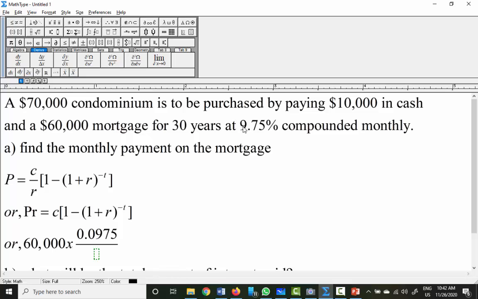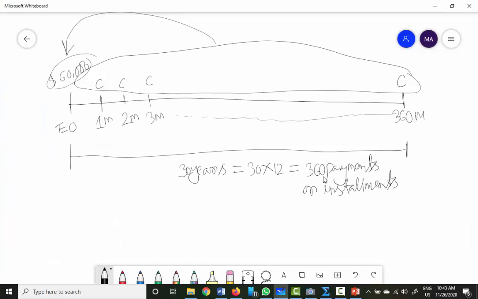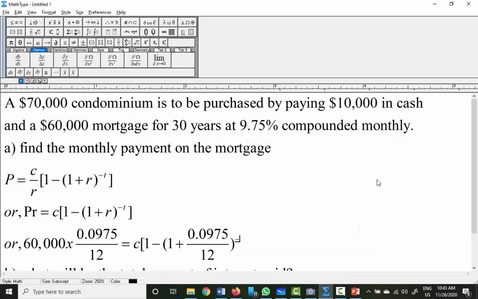This is the annual rate, compounded monthly, so we need to get the monthly interest rate. So we will divide it by 12, is equal to C, and then 1 minus (1 plus R), this is the value of R, bracket close, power minus T. T is the total 360 installments, 360 periods, 360 months.